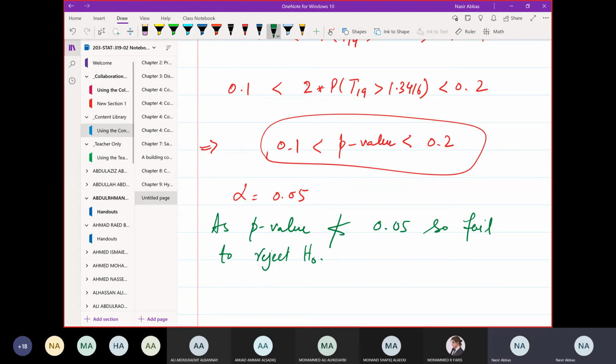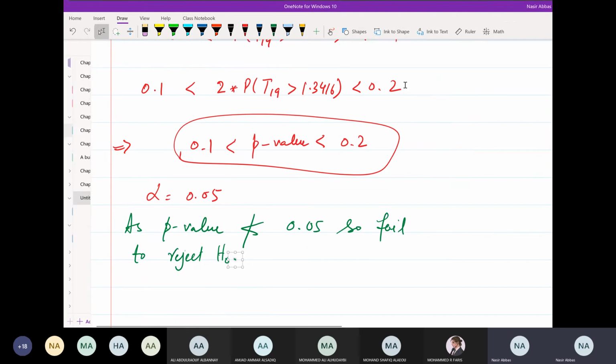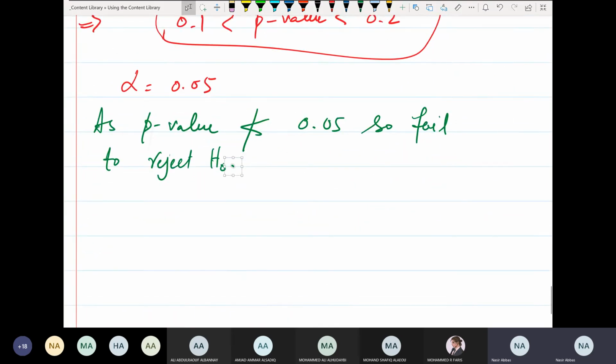Any question until this point? In case there is no question, let us move on to the next small topic we have.